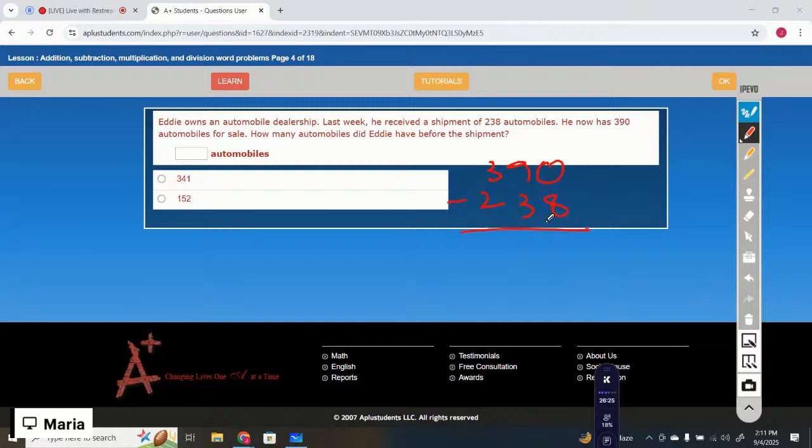So you cannot subtract 8 out of 0. So you need to borrow 1. That makes 10 here. 10 take away 8 is 2. 8 take away 3 is 5 and 3 take away 2 is 1. That is 152.